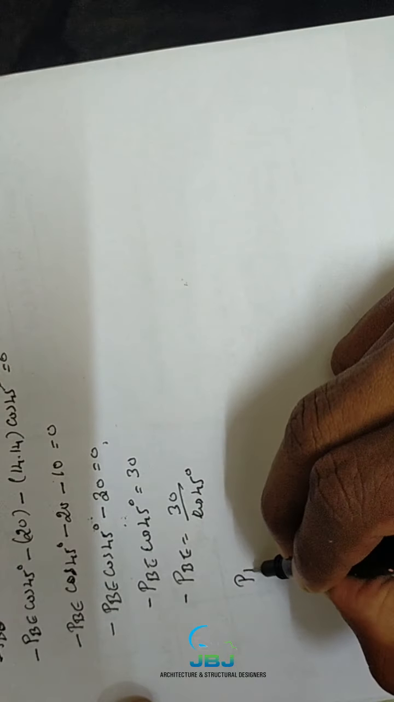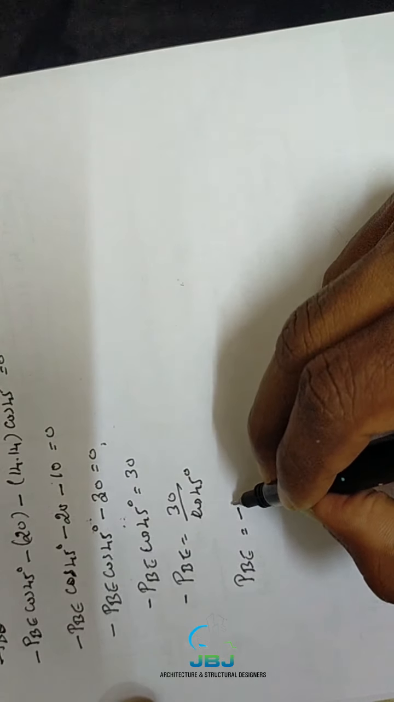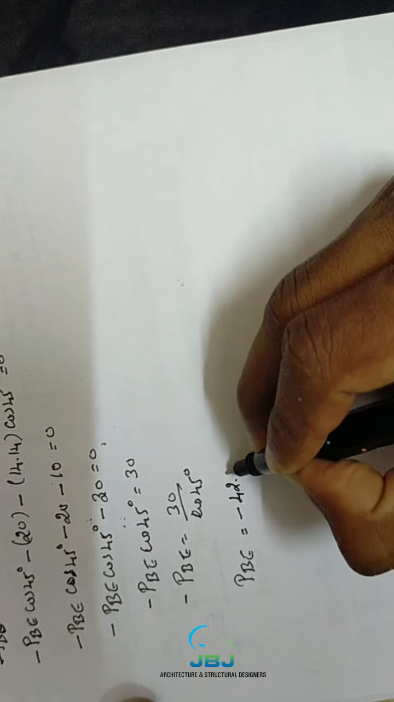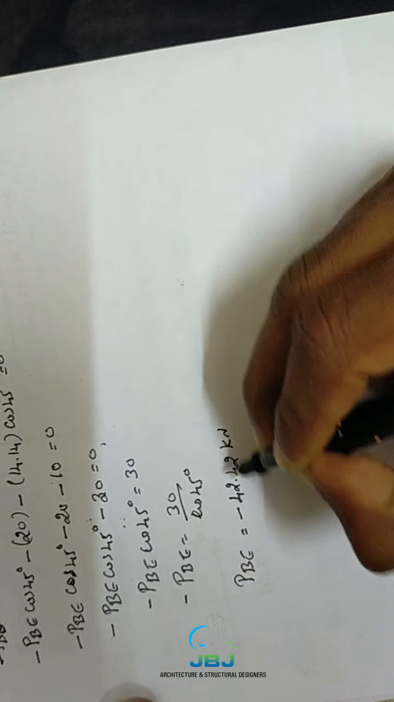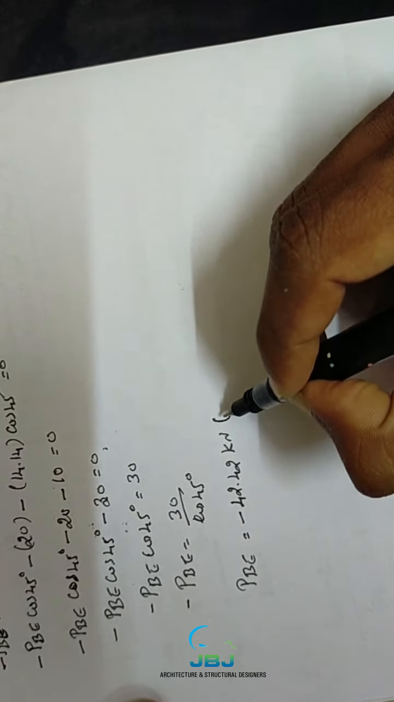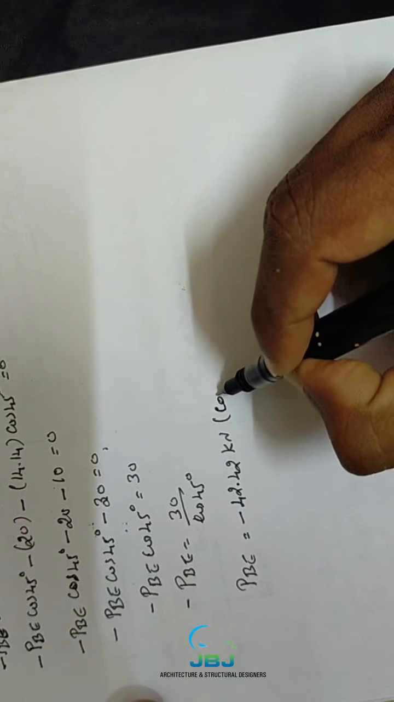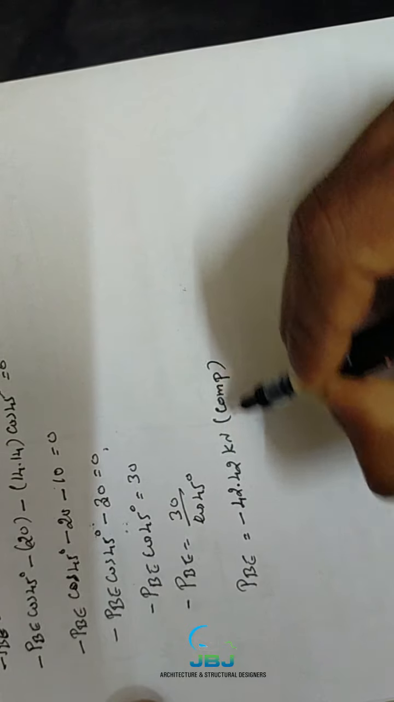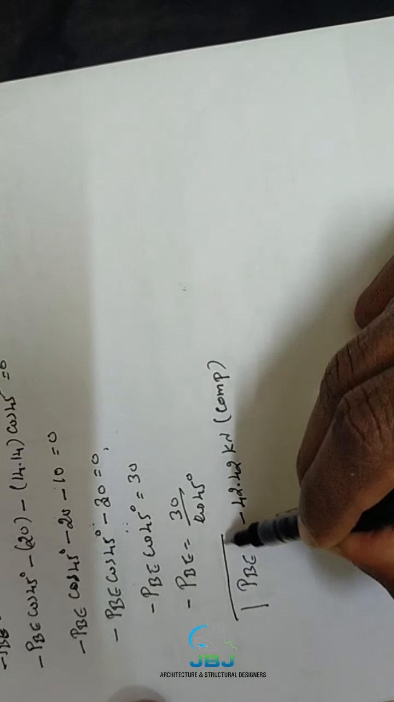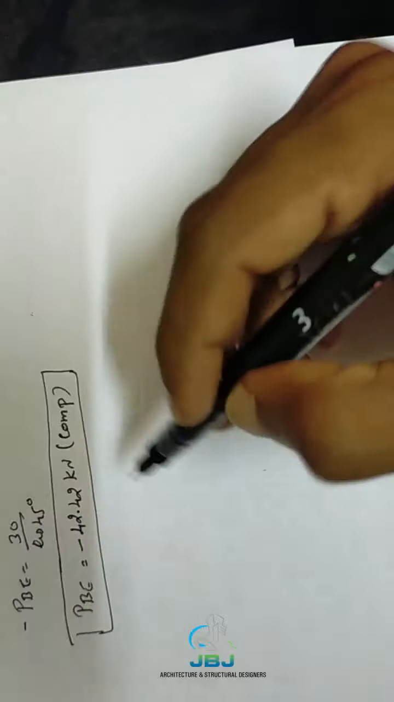So what's the value? PBE equal to minus 42.42 kilonewton. Here you get the negative result. So what's the solution? Our assumption is wrong, but the answer is right. So this member is a compressive member. The member PBE is carrying compressive force.